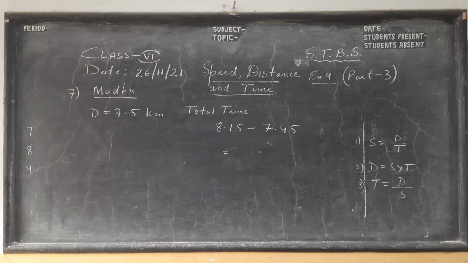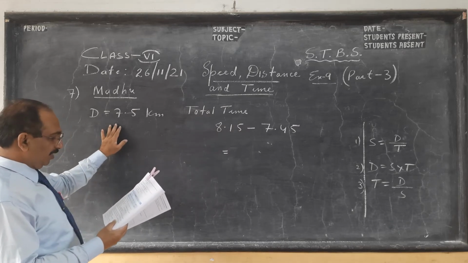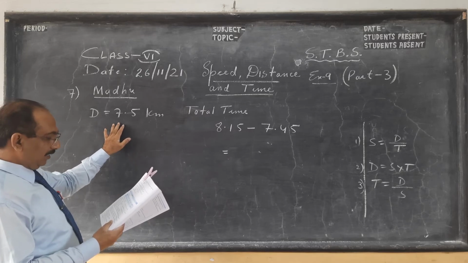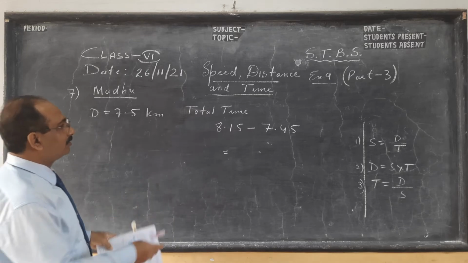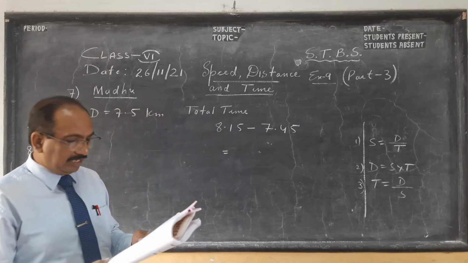So the next question is a very practical question, children. A girl, Madhu, is there. The distance from her house to school is 7.5 kilometers. She starts from her home at 7:45 and reaches the school at 8:15 a.m.